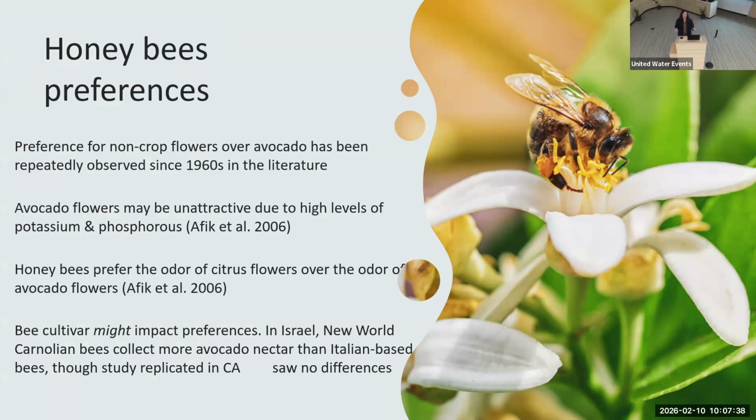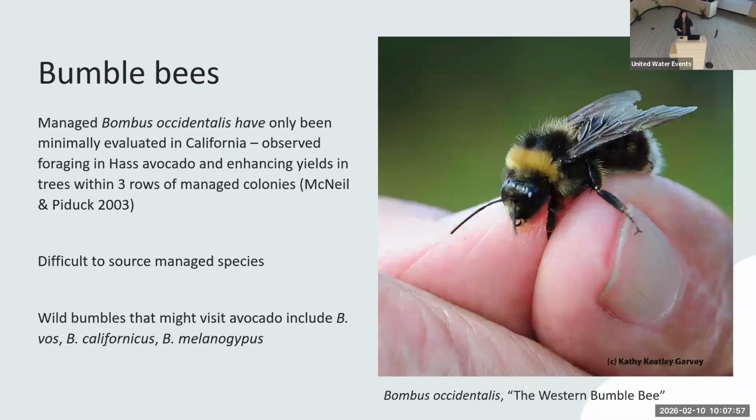Okay, we have about 60 or 70 years of research showing that when presented with plants, honeybees will always go to anything but avocado. They're a European insect, and so they really like those European and Mediterranean plants, but avocado is not attractive to them. It has high levels of minerals like potassium and phosphorus. They love citrus. Many of our avocado farms are right next to citrus farms, so they'll prefer to go to citrus over avocado.